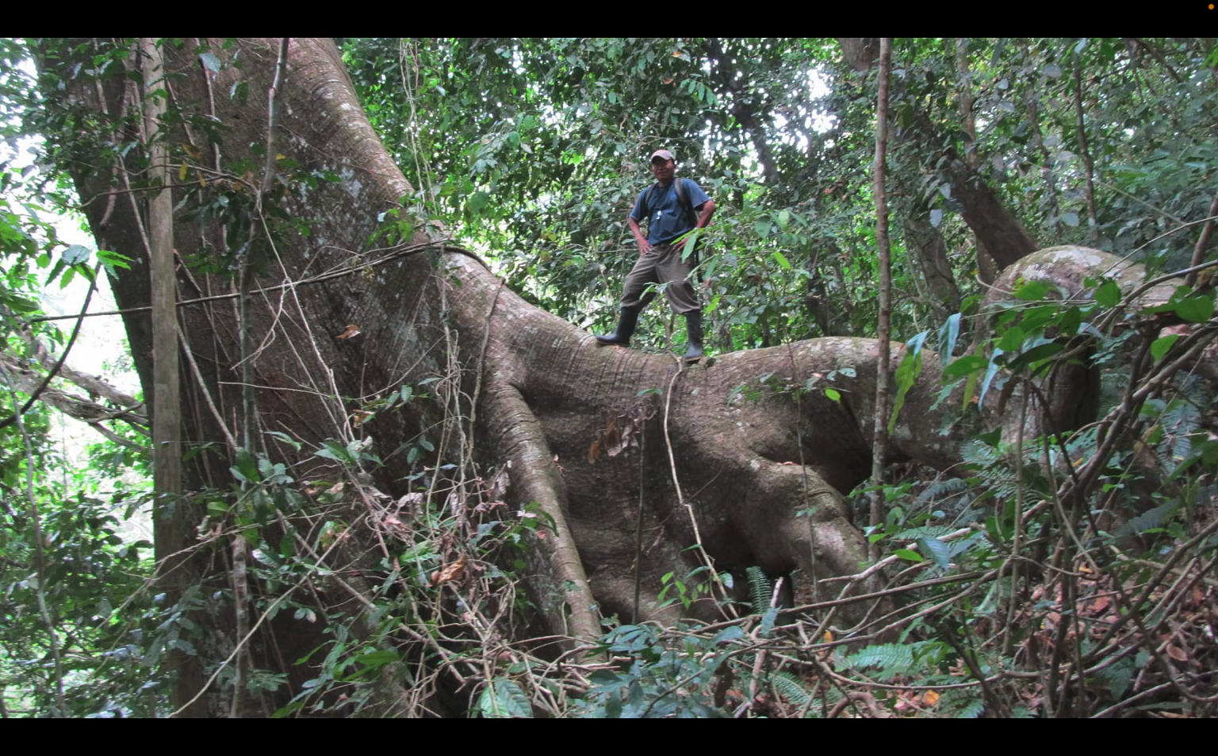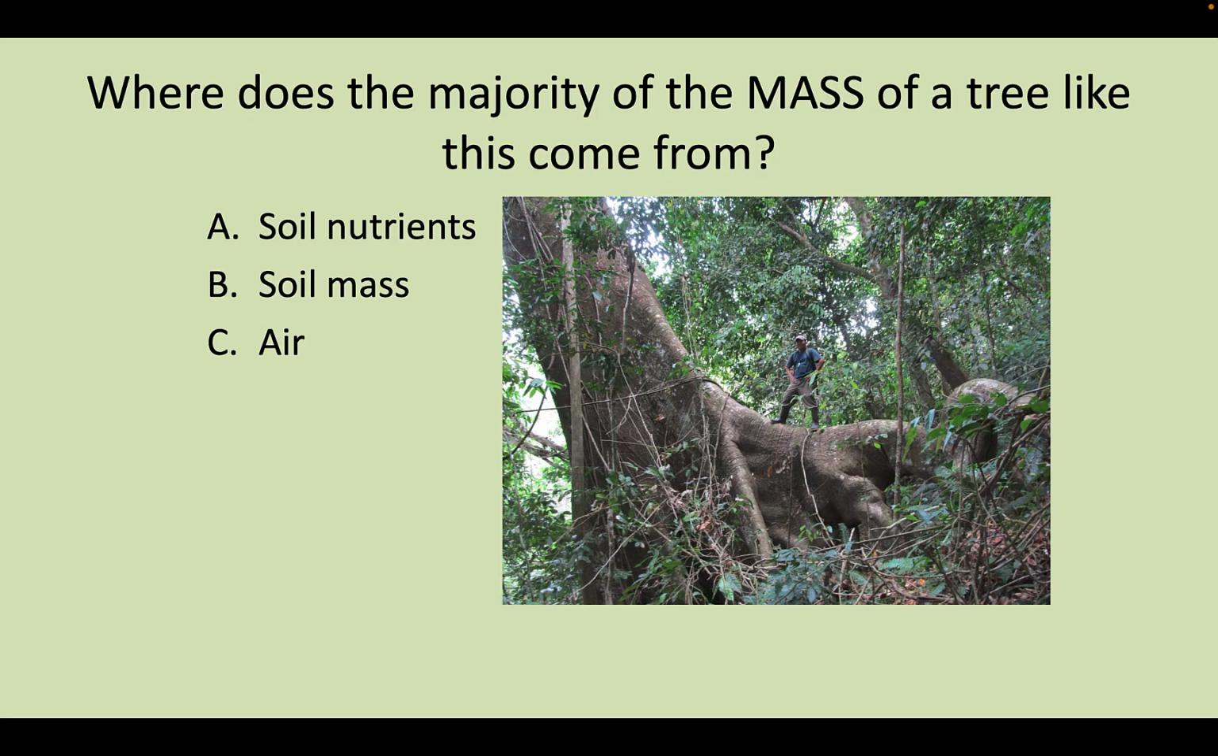So if we look at a tree, here we have a tree in a tropical rainforest, and it's massive, it's enormous. This is just the root system in the very bottom of the trunk. And a tree like this could be as many as 250 feet tall and 10 to 15 feet in diameter. And the question then is, where does all that mass come from? Where did that tree get all the material to build itself?